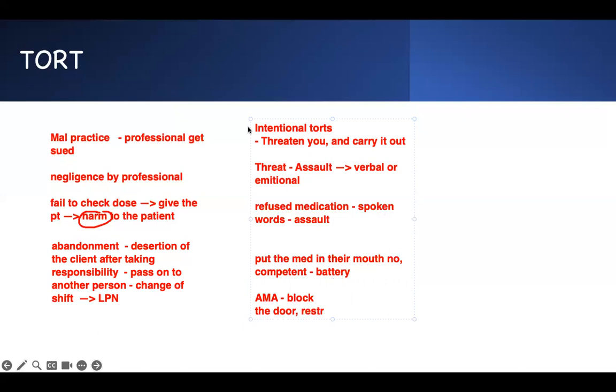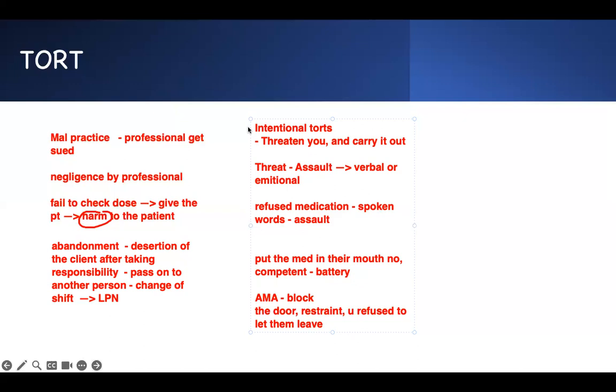You put them in restraint. You refuse to let them leave. All these things are a problem. And you touch them, okay? You touch them, you've committed battery. But then in general, that changes its name. So I just want to use that one.